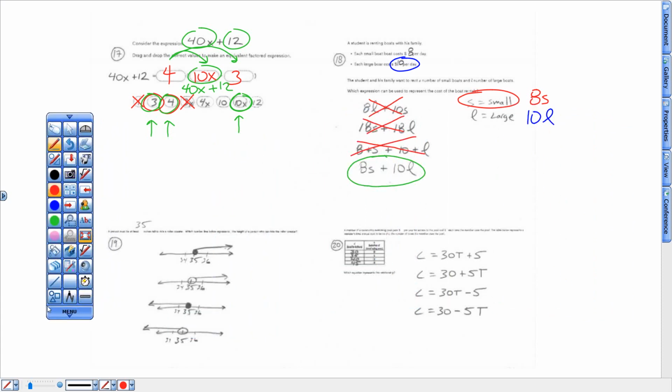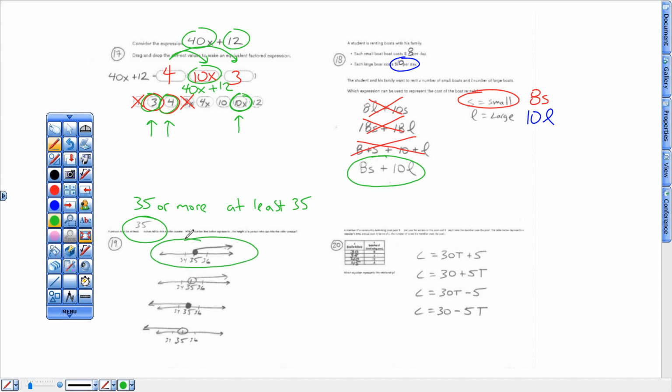All right, next one, 35. I need at least 35, 35 or more. At least 35 is 35 or more. 35, 36, 37, 38. The only one that works is this one right here.